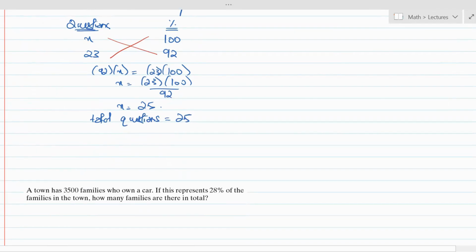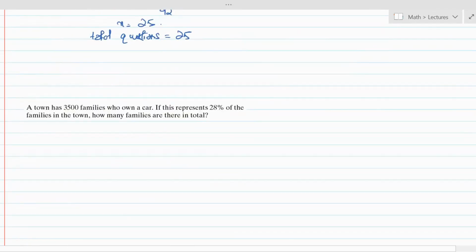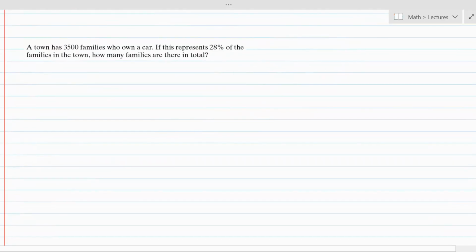All right. Moving on to the next question. A town has 3,500 families who own a car. This represents 28%, so 3,500 families represents 28% of the families in a town. How many families are there in total? That means families against the percentages.